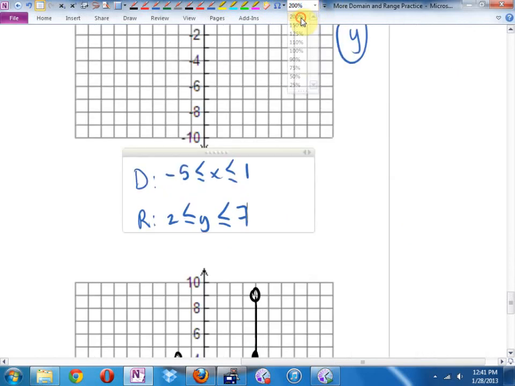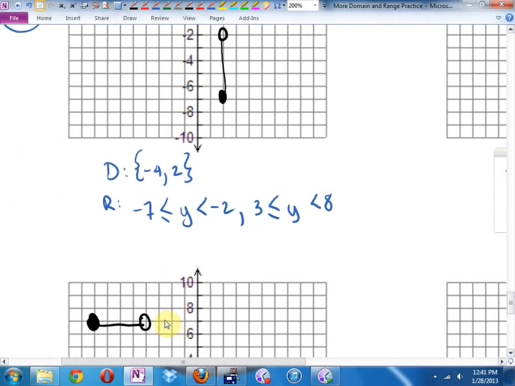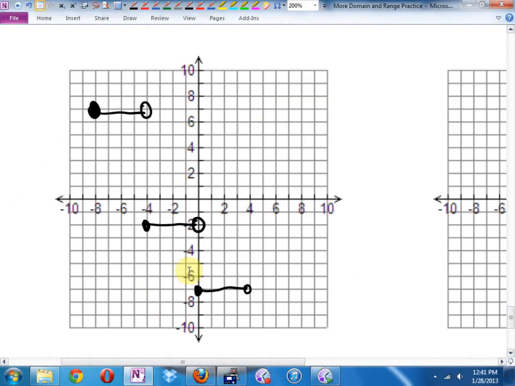A couple more weird ones and we're done. I like this question. First of all, function or not. By the way, don't write this down, but look up. Right there, suddenly it fails the vertical line test. So just keep your eyes open is what I'm saying. So function or not? Function.